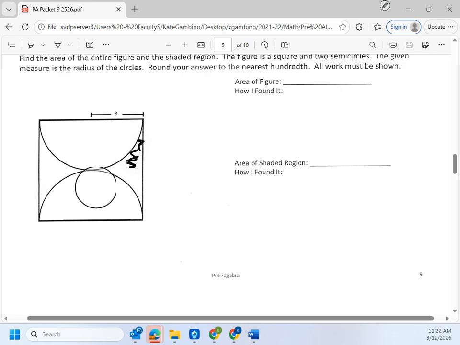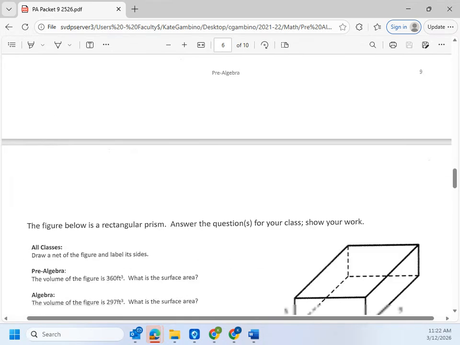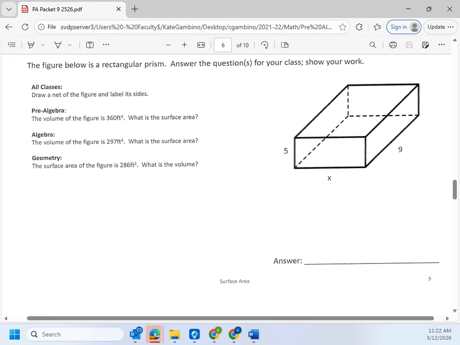Next page. We have a rectangular prism. And we know the volume of the rectangular prism is 360 feet. What is its surface area? Well, in order to figure that out, we need to figure out what the x is. What is the measurement of that side?